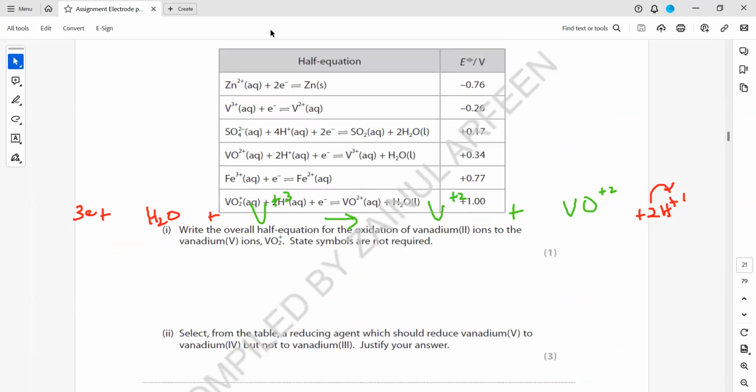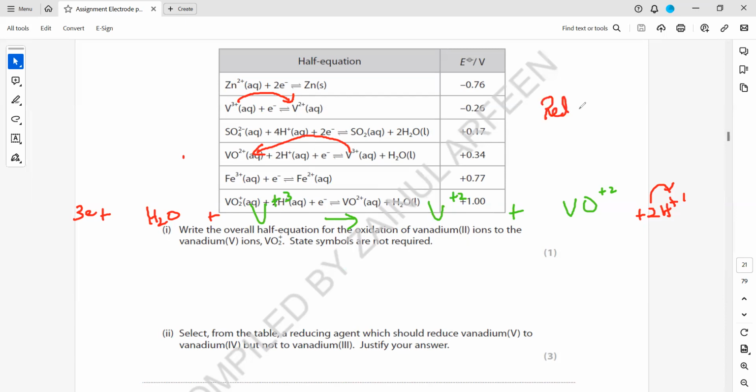So one is vanadium 3 to 2. Another one is vanadium 3 to 4. So according to this, what will be the voltage of a cell? Voltage of a cell is reduction minus oxidation.